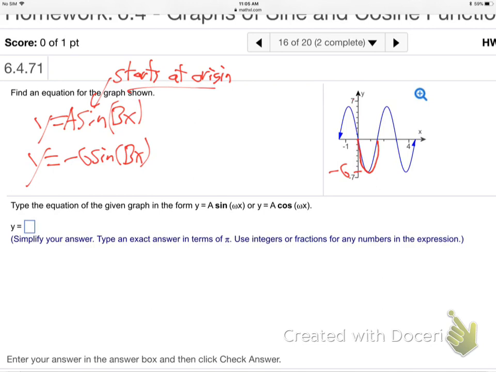Amplitude is just how far it goes from the baseline. It's going up and down 6 from the baseline, going down first. From the origin, it goes down first. Okay? So it's a negative 6 sine bx. We're almost there. All we need is the b now. How do we find the b?